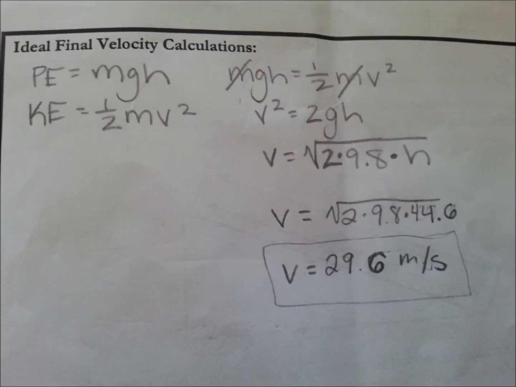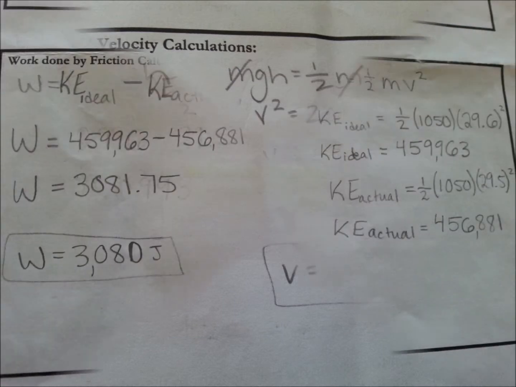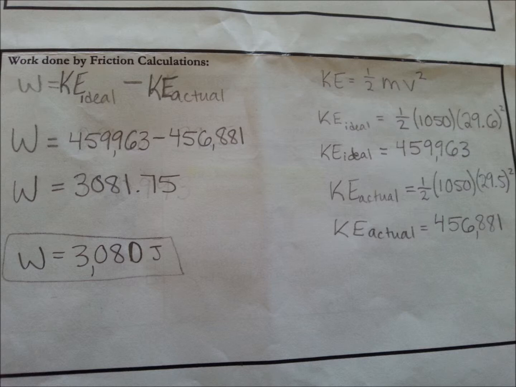Here are the calculations we used to find the ideal final velocity of the carts. Here are the calculations we used to find the work done by friction. To find this, we subtracted the kinetic energy actual from the kinetic energy ideal.